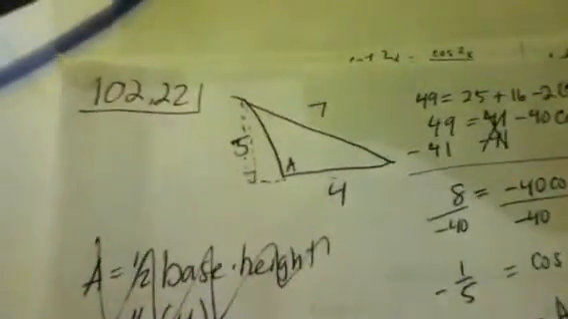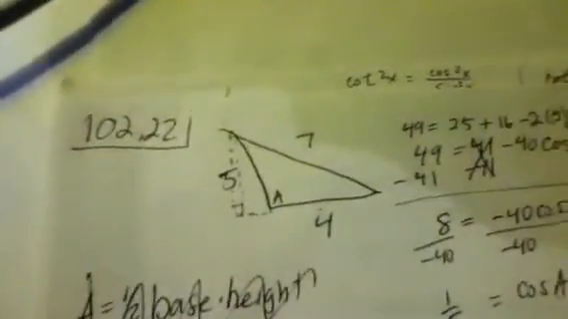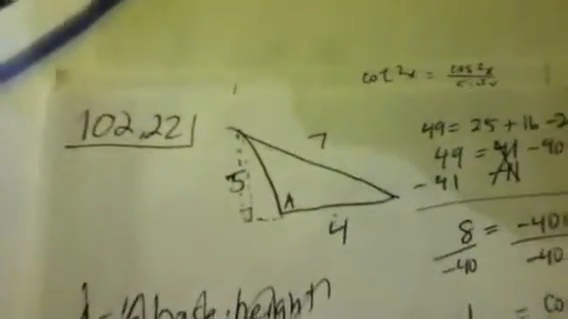Here's lesson 102, number 21. It had a triangle. And they gave you 3 sides, and they want you to find angle A. Angle A looks like an obtuse angle to me. I used law of cosines to find it.